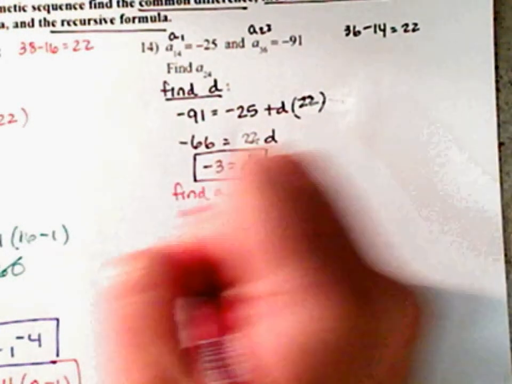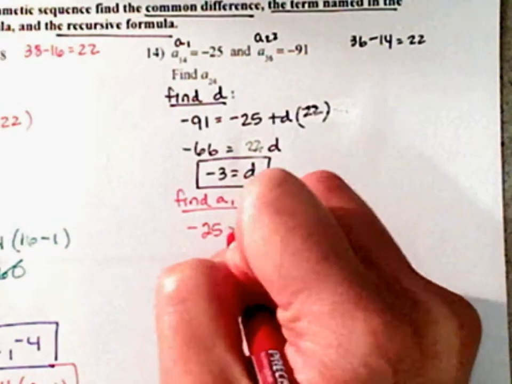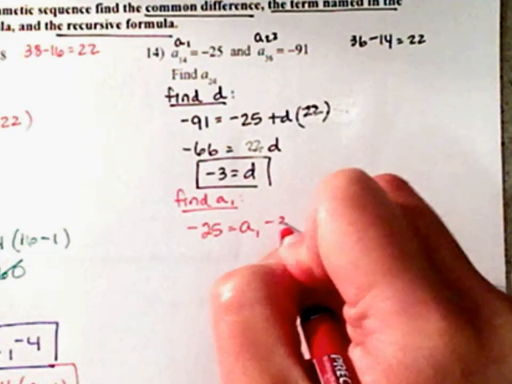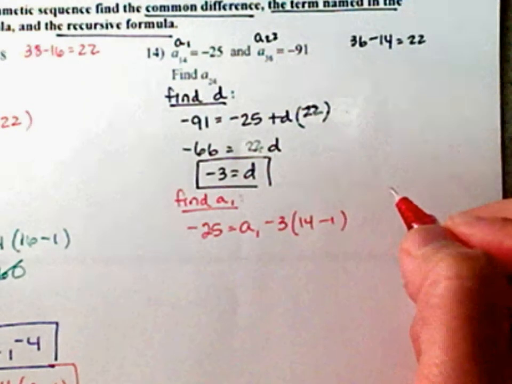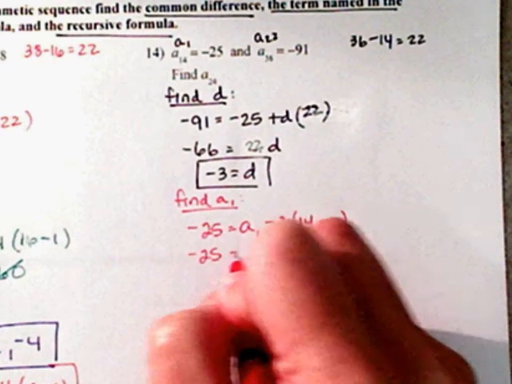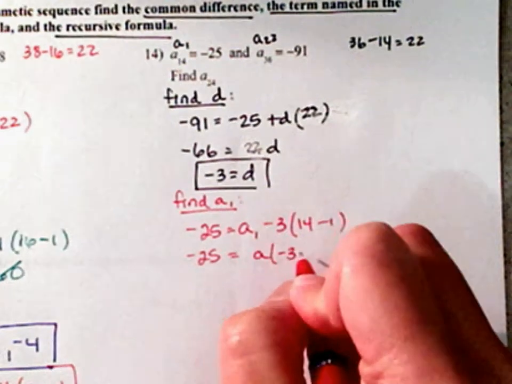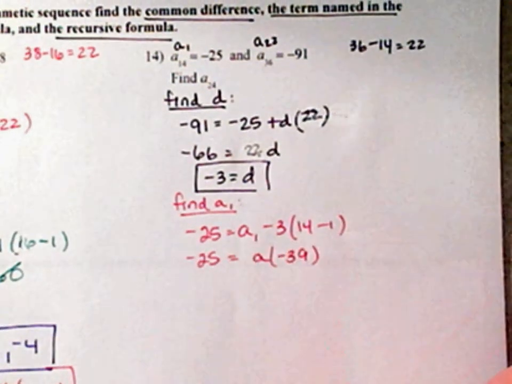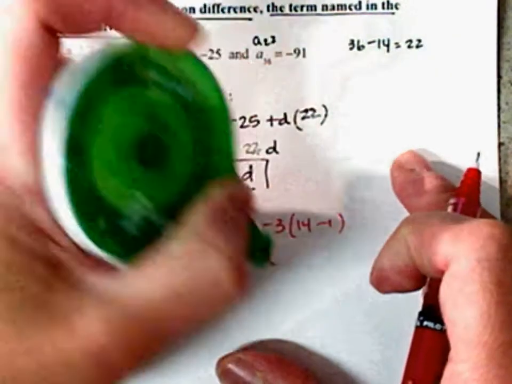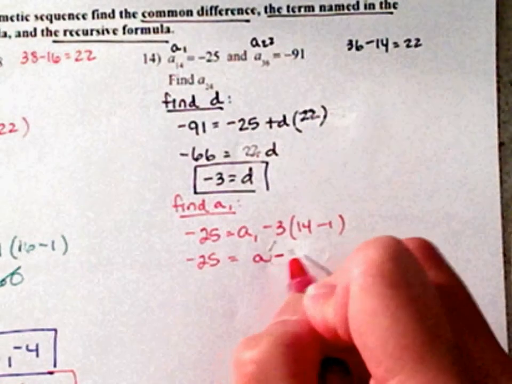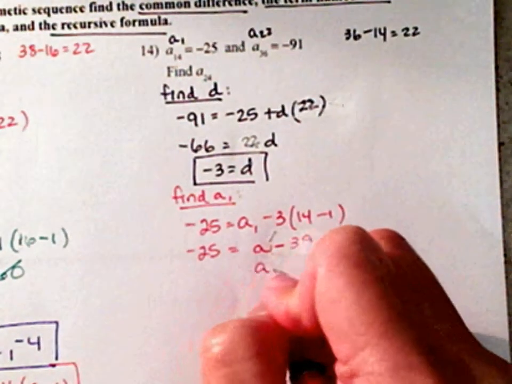Okay, let's go find a of 1. How would we do that? Plug that back in. I'm going to use negative 25. So negative 25 equals your first term, which I don't know, plus your d times 14 minus 1. Solve for a. So negative 25 is equal to a, negative 3 times 13 is negative 39. Let's rewrite that. Oh, no parentheses, minus 39. My goodness, I must be tired. Okay, minus 39. Negative 25 plus 39 leaves you 14. So a of 1 is equal to 14.